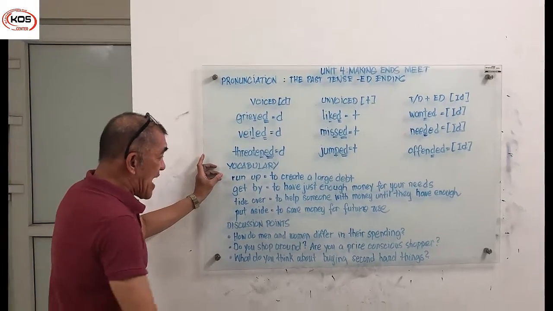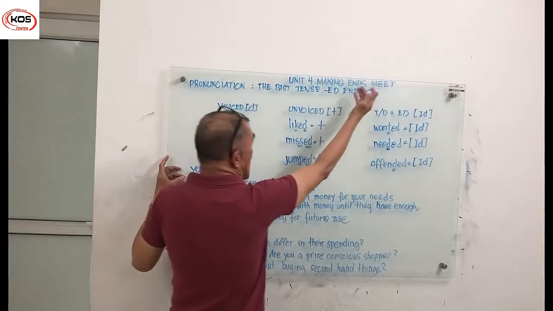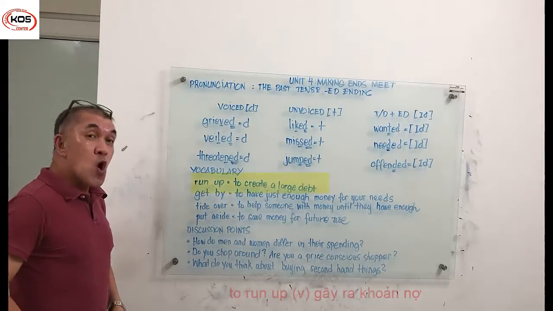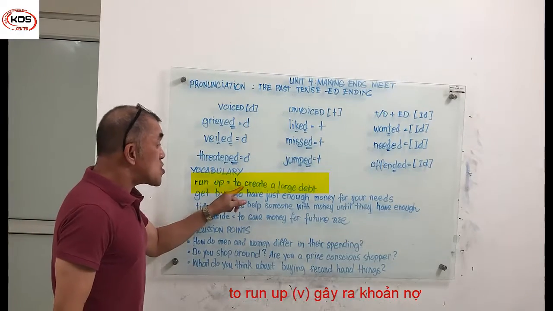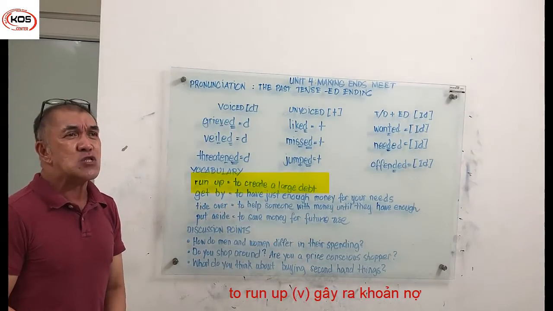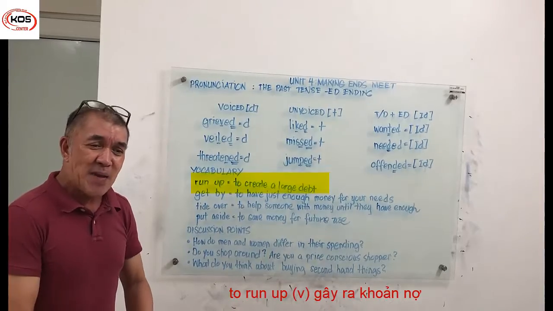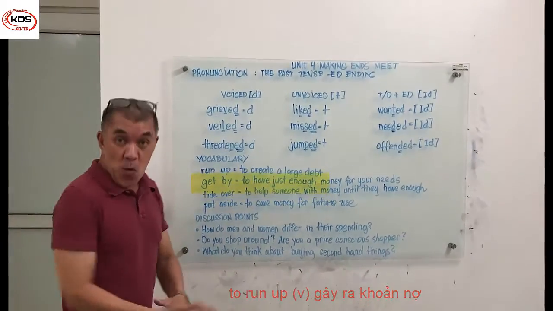Now, again, the vocabulary that we have right here is all related to making ends meet. All about money. So, let's read number 1 now. Run up. Run up. What does that mean? It means to create a large debt. For example, I ran up a very large debt because I did not pay my credit card on time. So that means run up.